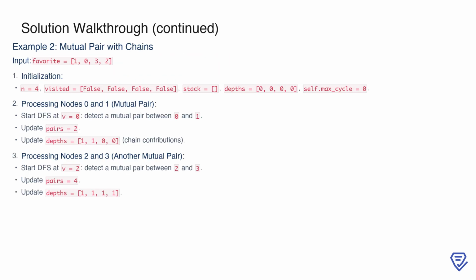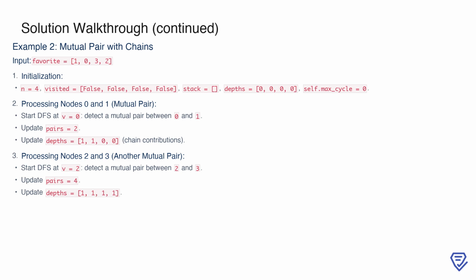Now, let's consider the second example, where favorite equals [1, 0, 3, 2]. Here, we have 4 employees, so n equals 4. Just like before, we initialize visited, stack, depths, and self.max_cycle to their respective starting values. First, we detect a mutual pair between nodes 0 and 1 because node 0 favors node 1, and node 1 favors node 0. This adds 2 to the pairs counter, and we also update the depths array to reflect the chain contributions for these nodes, setting depths equals [1, 1, 0, 0].